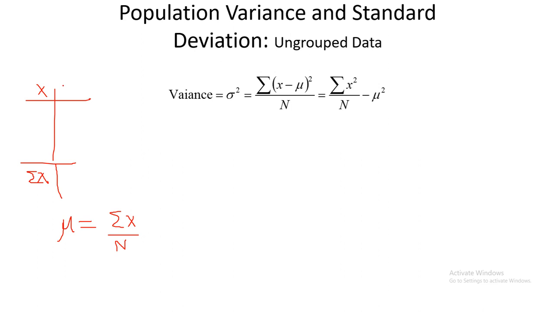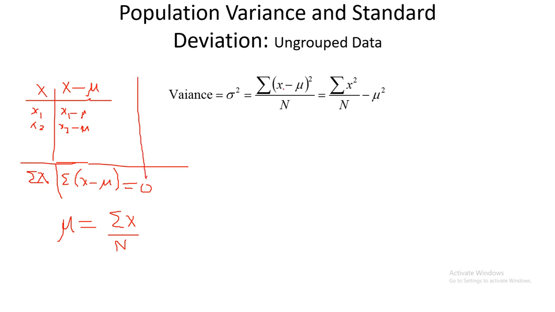Mu is the mean. Now take the deviations from your mean: subtract the mean from every value. Let's say the first entry is x1, so subtract the mean from x1. The second is x2, subtract the mean from x2, and so on. At the end, take the total. So this will be the sum of all x minus mu. This is always 0. If you take the sum, it will always be 0.